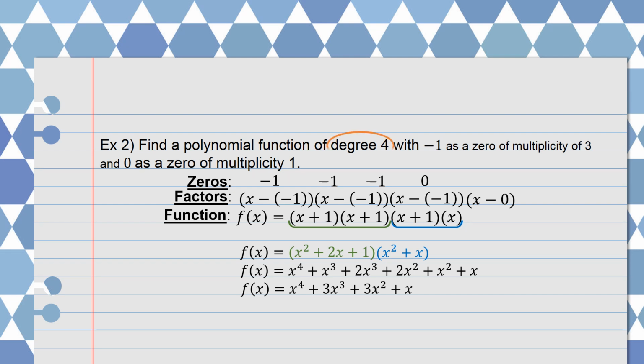Now to check. It said we wanted degree 4. Do we have a degree of 4? Yes. So we're ready to keep moving on.